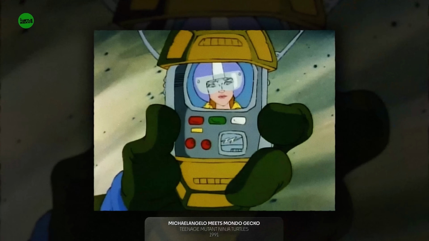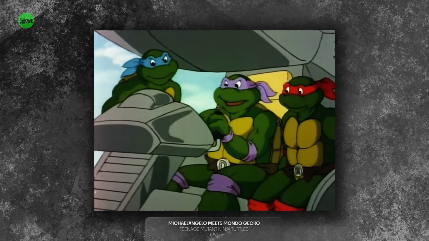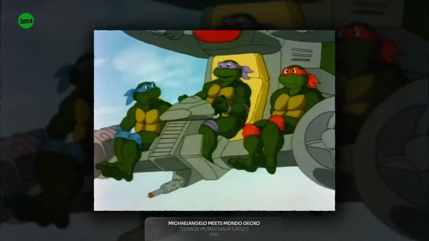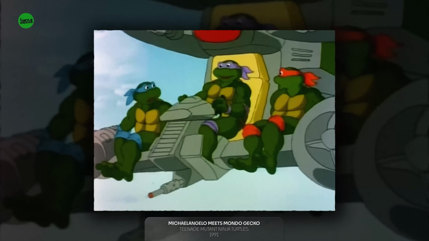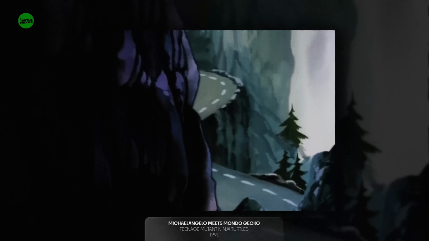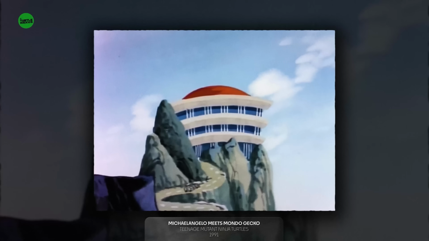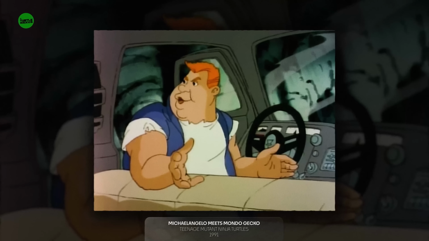She talked to the turtles, who now had both April and Mikey to worry about. Fortunately, Donatello had the Neutron Diviner tracking device calibrated to hone in on Mikey's biogenetic infrared code, meaning the turtles could find him if they passed near him. Aboard the turtle blimp, they located him at the Devil's Mountain. But they were almost too late.